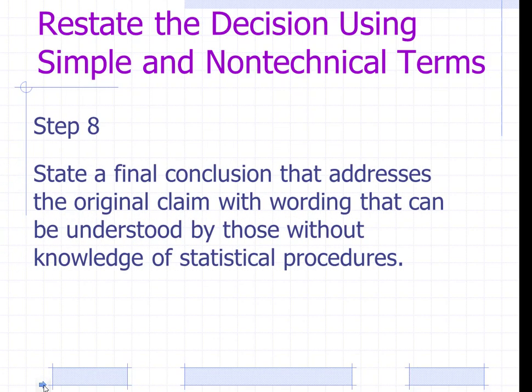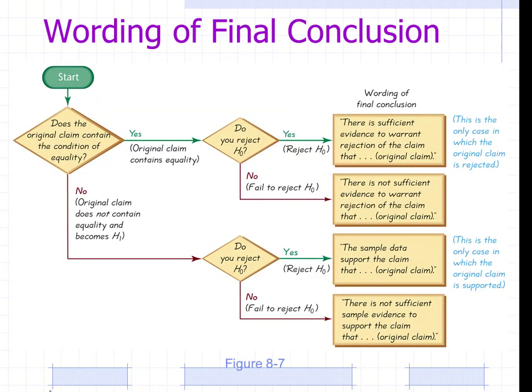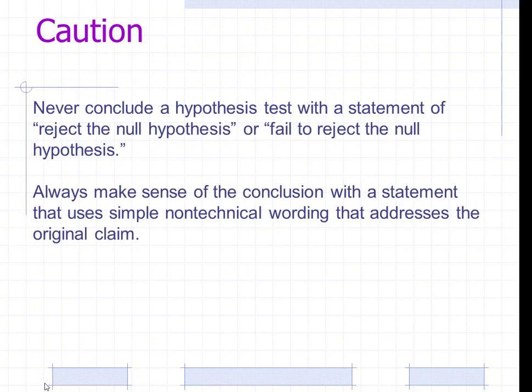And so we should never say reject, fail to reject, never. Here is a good statement: there is sufficient evidence to support the claim that the majority of consumers are uncomfortable with drone deliveries. You don't have the flowchart in your textbook, but you have a really nice table on page 366 that gives you some examples of how you start your claim.